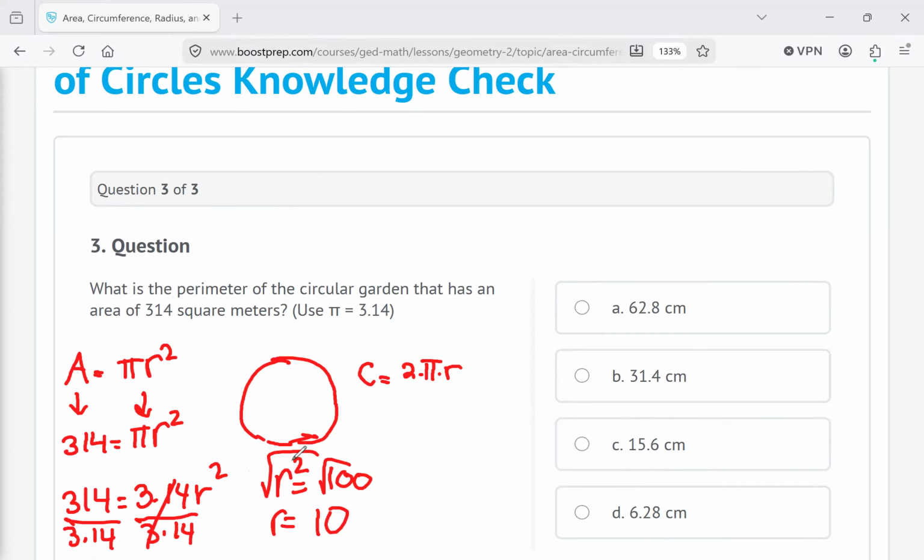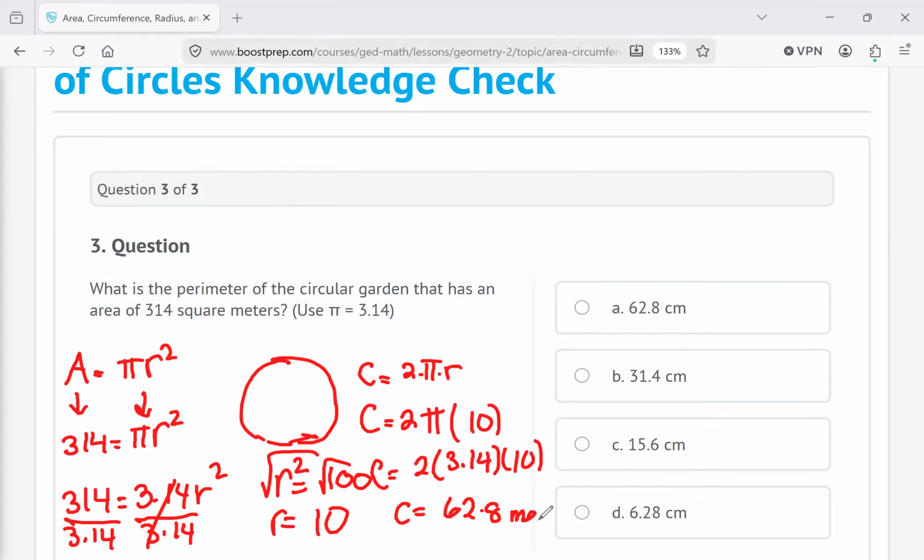So now we can find the perimeter, or technically the circumference. It's 2 times pi times r, which is 10. And they also said to replace pi with 3.14, so it's 2 times 3.14 times 10, and I get 62.8. Okay, so that's the answer.